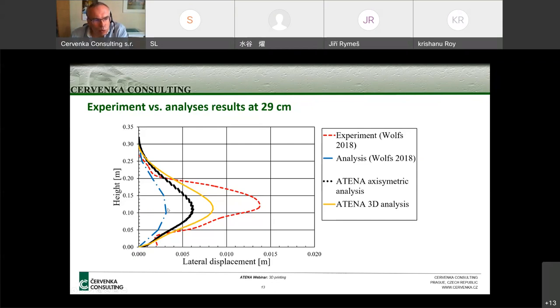This blue line is from the paper published by Wolf, and then we have the black line from the ATENA axisymmetric analysis, and the yellow line from the 3D analysis. So as you see, the collapse height when the specimen collapsed, as well as this deformed shape, are, let's say, much closer, at least than in the work published by Wolf. And it is, I think, quite good.